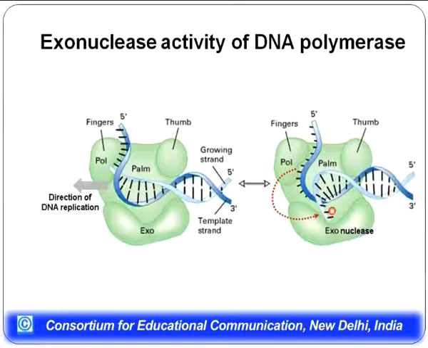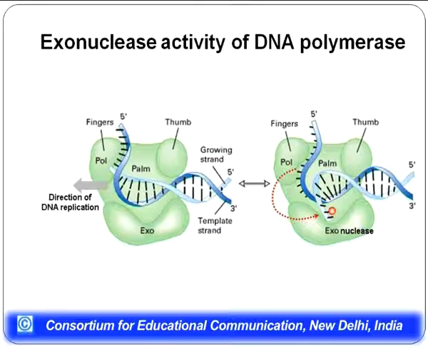Now, what happens if a wrong base gets incorporated in the primer against the template? Because many times there might be a tautomeric shift in the bases, which can lead to incorporation of a wrong nucleotide at any given position. If it is continued, then it might lead to mutation in the gene and wrong proteins will be formed.